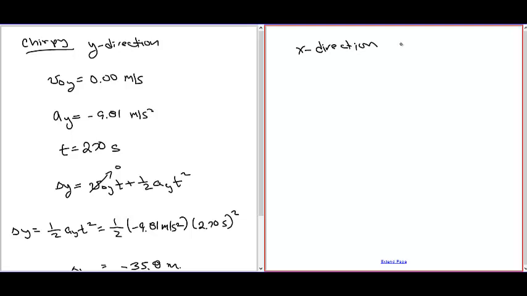And x direction is constant velocity. And we only have one equation for constant velocity, which says delta x is equal to v0x times t. And we have to convert centimeters per second to meters per second.